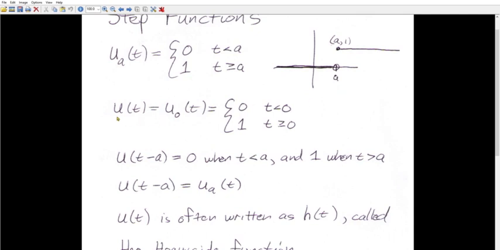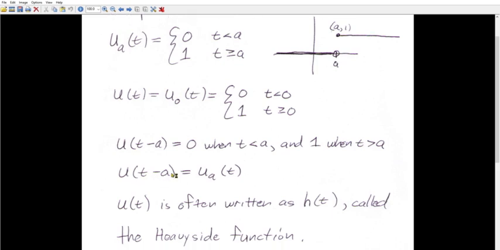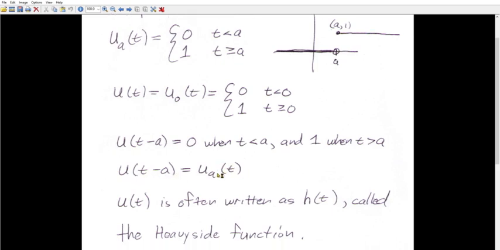A special function I want to make sure you know about is u(t), which is essentially u_0(t), so the jump happens when t equals 0. And this is often used instead of u_a(t). One writes u(t minus a). And the point here is that this thing jumps when this thing is 0. So when t is less than a, it's 0, and it's 1 when t is greater than a. So u_a(t) and u(t minus a) are exactly the same. And sometimes it's notated this way.